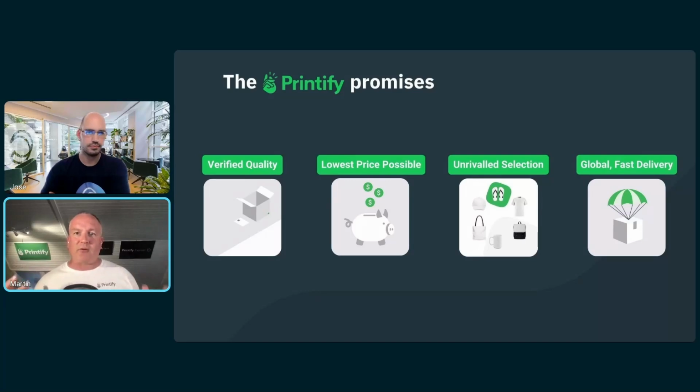And unrivaled selection. Of course, we have like 900 some products, probably 1,000 products in our catalog by the time I finish this sentence, because we're adding new products all the time. And nobody beats us in terms of selection, whether it's backpacks or hockey pucks or shower curtains or 50 different kinds of t-shirts, all kinds of different drinkware. Chances are, if your customers want to buy it, you can find it in the catalog.